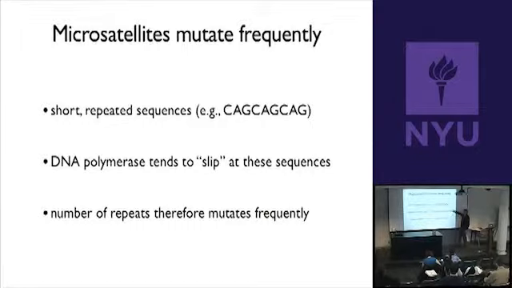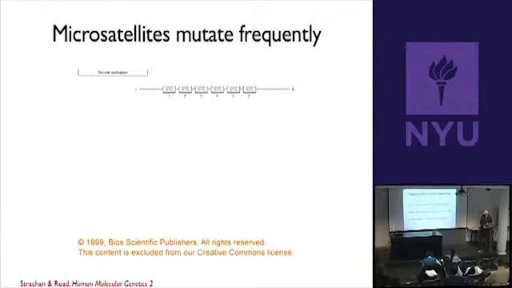But because these sequences are common in genomes, and because the DNA polymerase has a problem with these sequences, there are certain reliable sets of sequences in the genome that you can count on to mutate very frequently. And you can use those to, for example, reconstruct the recent history of a group of organisms. So why does DNA polymerase have a problem with sequences like this? It actually, in a sense, gets confused. And this is what it looks like.